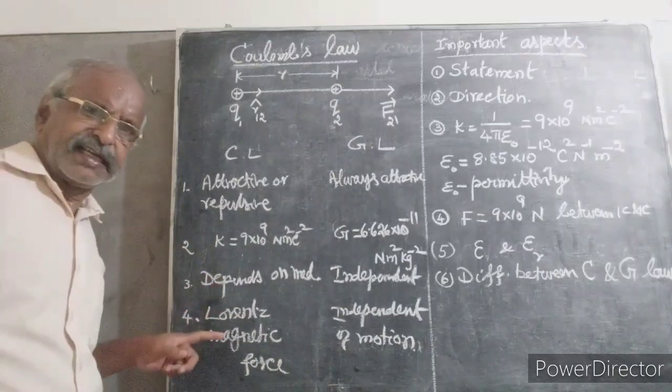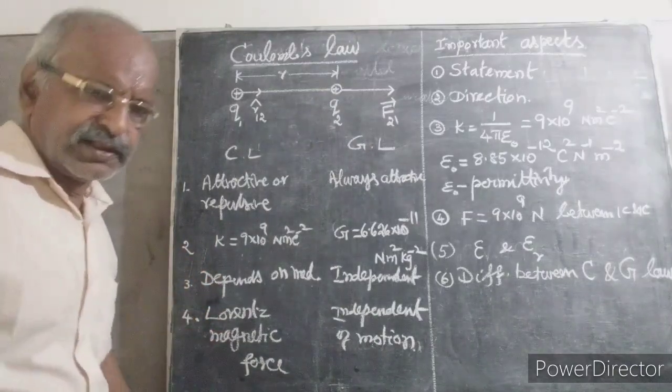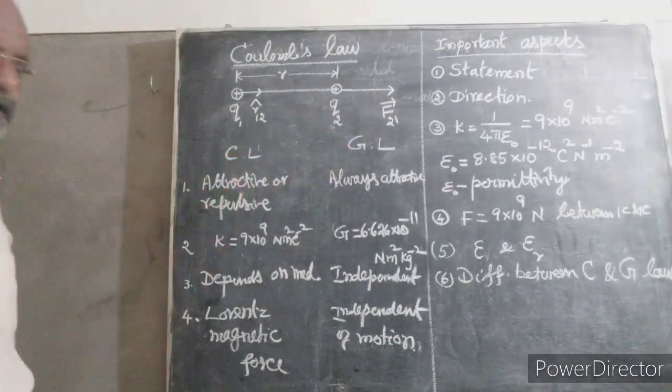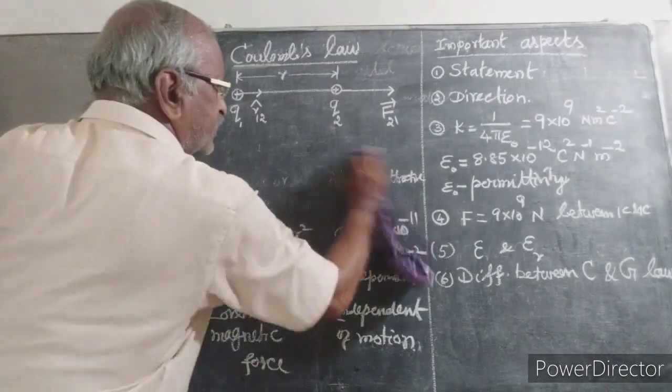That's called Lorentz magnetic force due to the motion of charges. So these are the four major differences between Coulomb's law and gravitational law. Coulomb force and gravitational force.